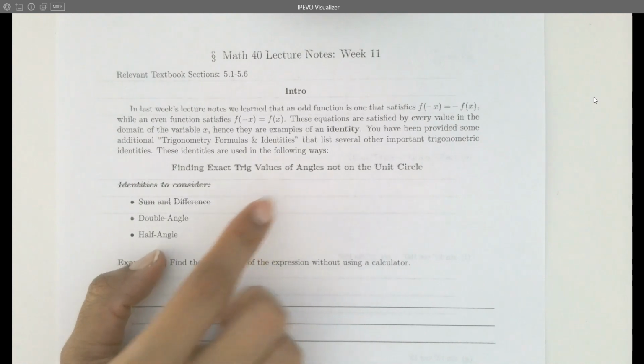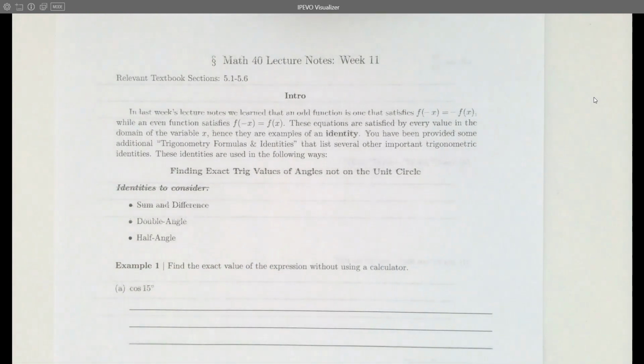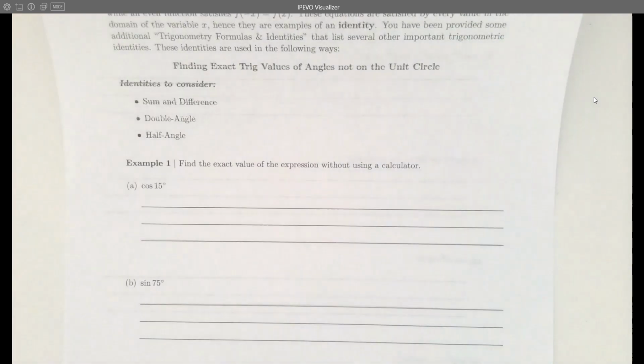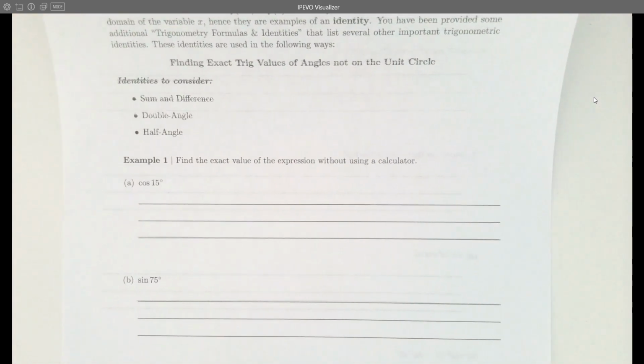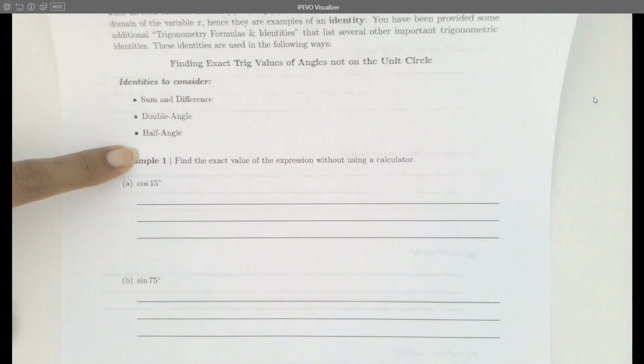Okay, so let's start by looking at this first type of problem, which is finding the exact trig values of angles that are not on the unit circle. On the unit circle, we found angles that are multiples of 45 or multiples of 30, and it allowed us to quickly pick out what is the sine, what is the cosine, and what is the tangent. For other angles that are not on the unit circle, such as maybe 15 degrees, we can still solve that without using a calculator by applying sum or difference, double angle, or half angle formulas.